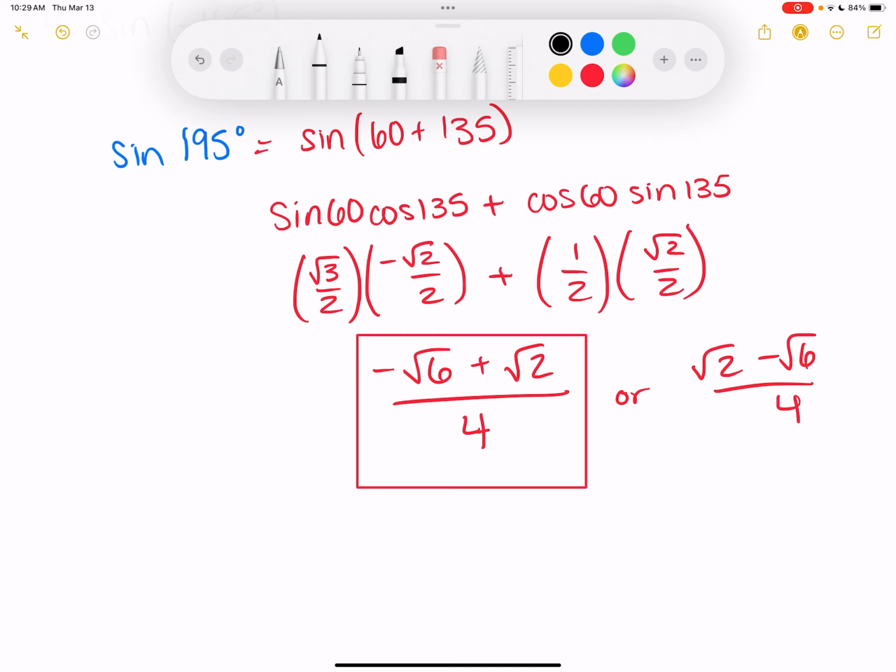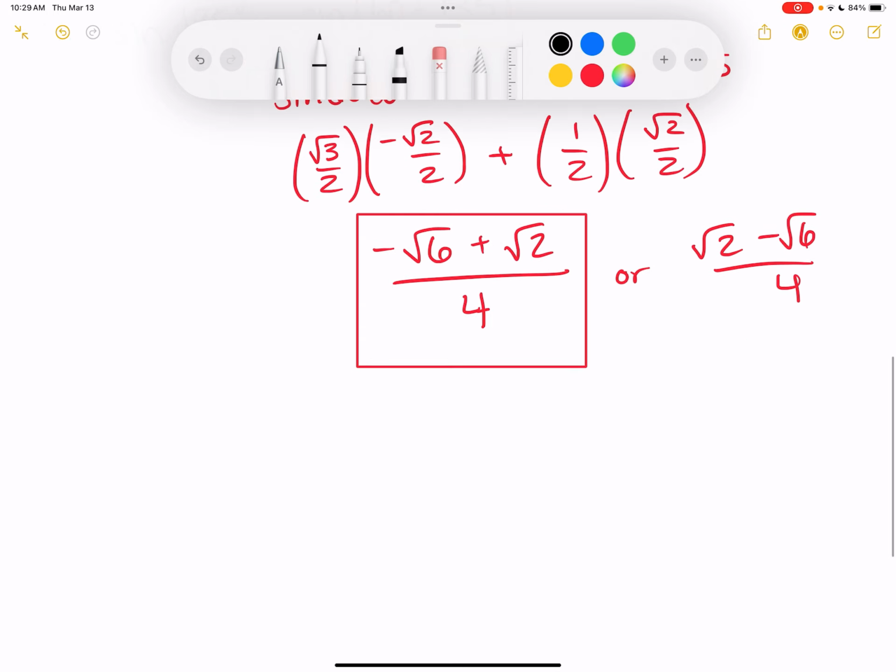But you could check this, technically speaking, by plugging in the sine of 195 and then plugging in your answer and seeing if you get the exact same thing. That's a little tricky. All right, number 6. Cosine of 15.